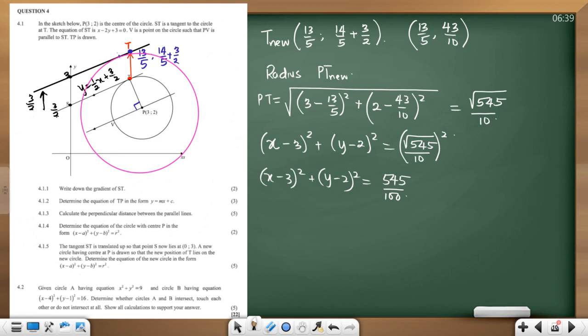So if you try that, 545 over 100, let's see what we would get. I think we can divide through by 5. That will give us 109 over 20 if we divide by 5. Lovely. Okay, 4.2, 5 marks. Let's create a fresh page.